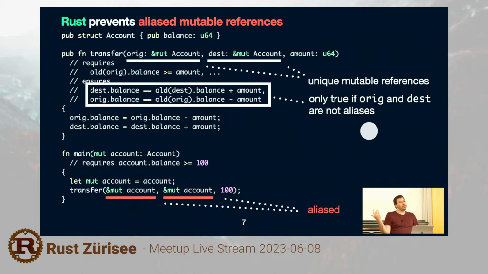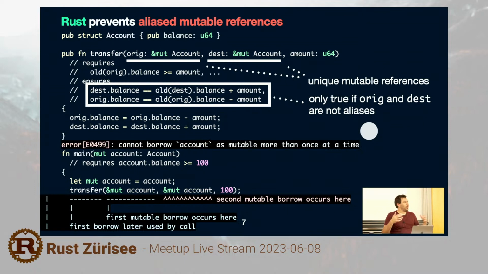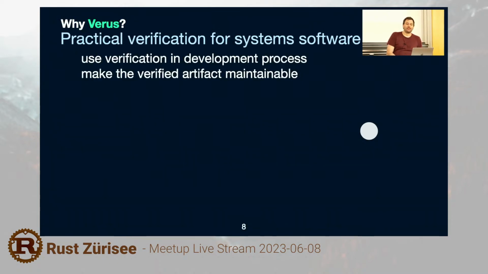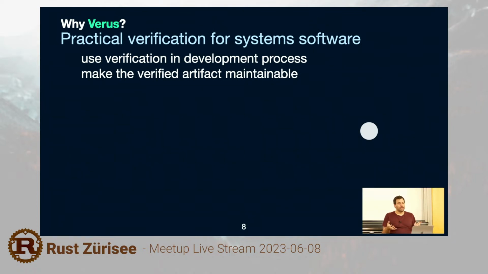And the problem here is that those two mutable references are aliased. So obviously Rust catches this problem, and because it does, we can rely on this to say that the property we wanted to prove is actually true. Cool. Making sense so far? Cool, great. All right, so that's why Rust.